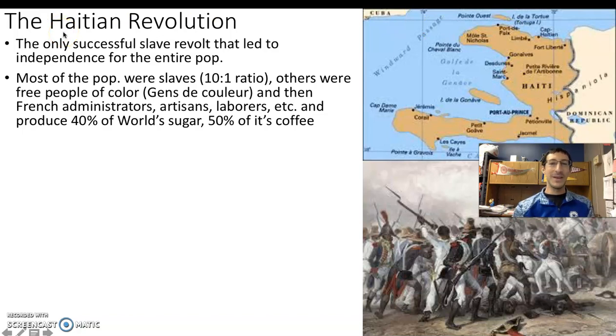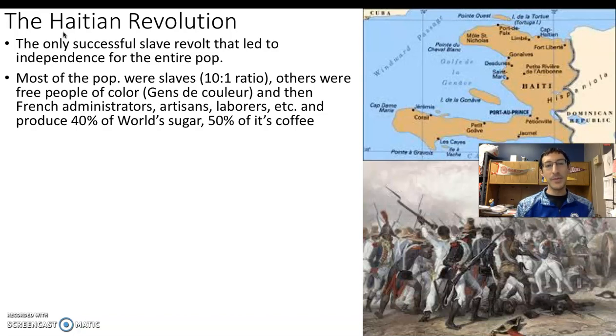The other big piece that makes it really unique is that this is the only successful slave revolt that actually led to independence for the entire population. You see slave revolts throughout history, and maybe that will free a community, it might free a plantation, but this frees an entire 500,000-ish population of slaves to freedom, and then they run the country. That is absolutely unique, especially given the time period, 1804, by the time this is all over.